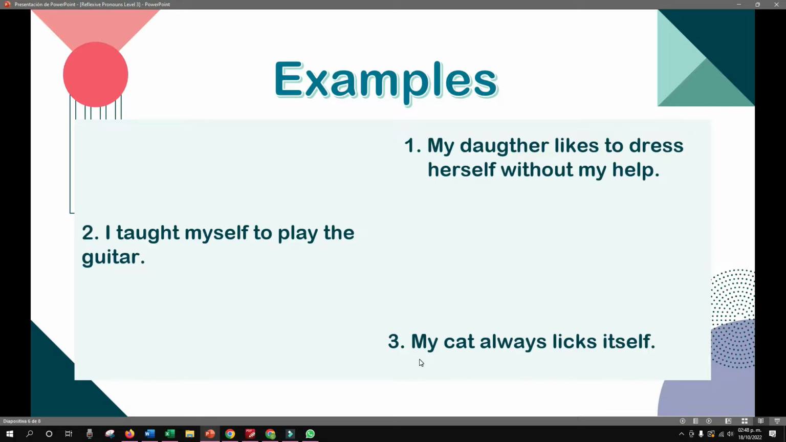My cat always licks itself, right? So, in that case, you're using cat. If you want to replace these, you can say this word instead of pronoun, you can say it, right? It always licks what? Itself, right?